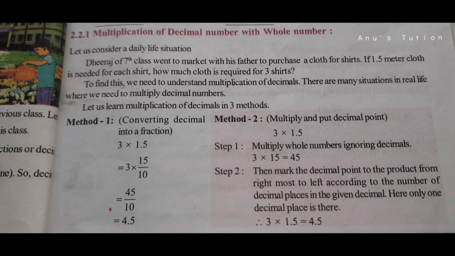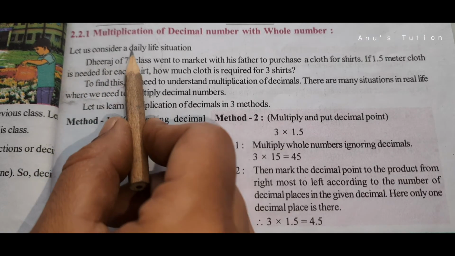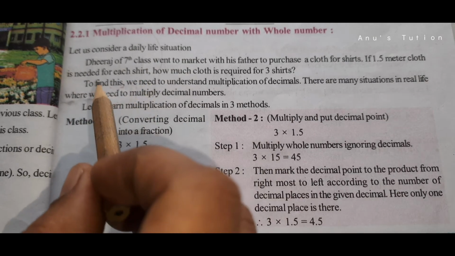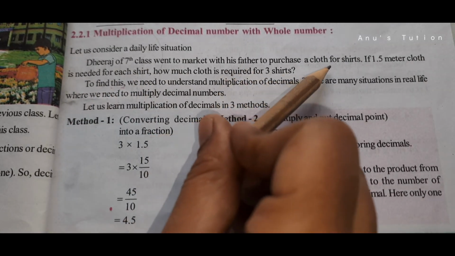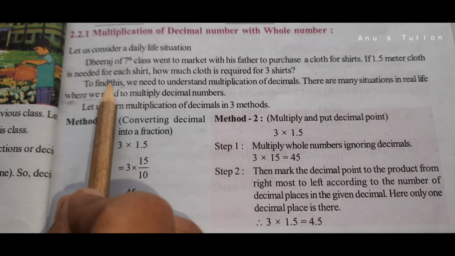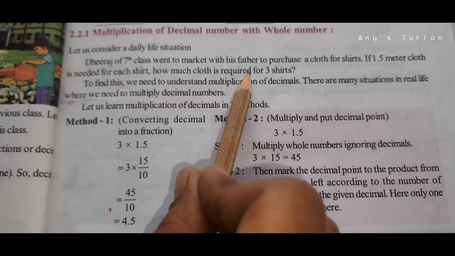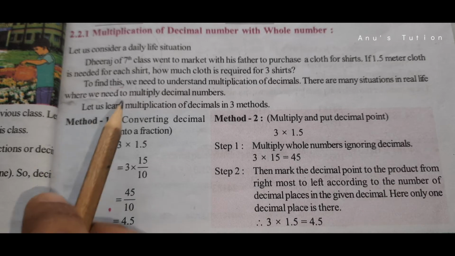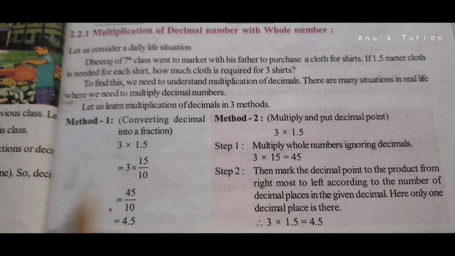Whole numbers are nothing but numbers which are counting with 0, 1, 2 and so on. Okay, let us consider a daily life situation. Dheeraj of 7th class went to market with his father to purchase cloth for shirts. If 1.5 meter cloth is needed for each shirt, how much cloth is required for 3 shirts? For each shirt it requires 1.5 meter. For 3 shirts, how much do we have to find? To find this, we need to understand the multiplication of decimals.